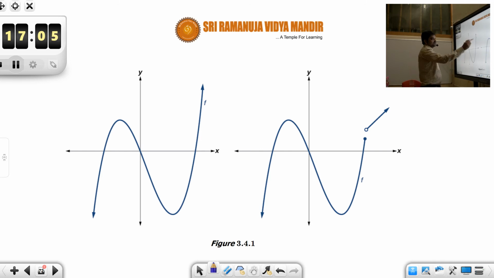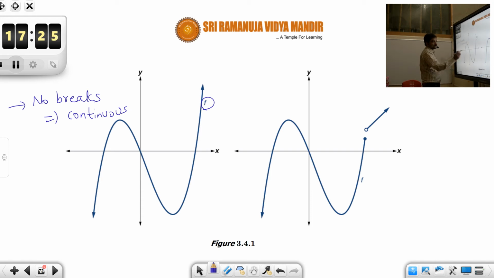See, look at this. This graph is labeled as f. Now if you look at this graph, it is continuous. There are no breaks. Implies what? Continuous. So the graph is continuous.